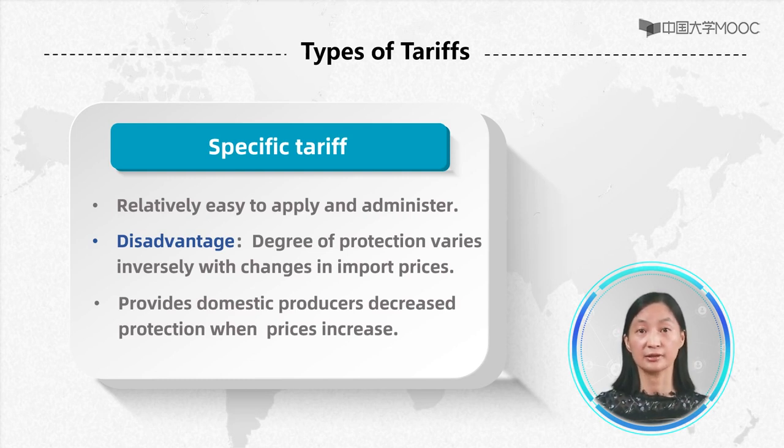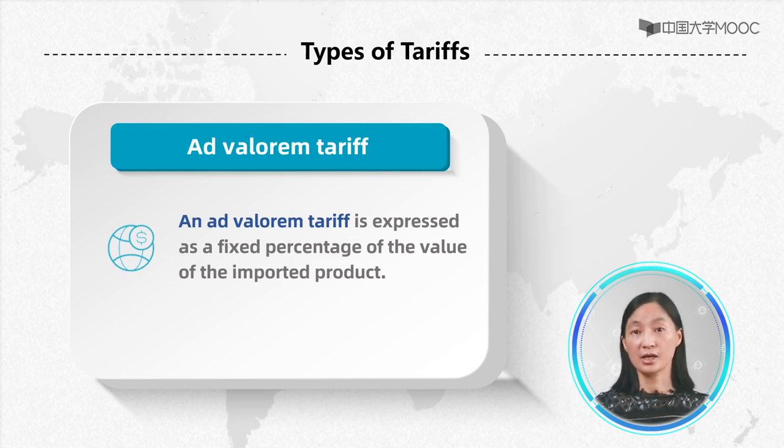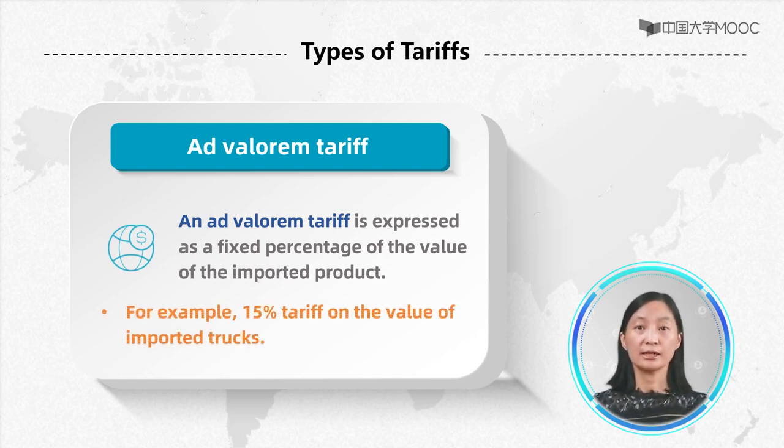An ad valorem tariff, much like a sales tax, is expressed as a fixed percentage of the value of the imported product. For example, a 15% tariff is levied on imported automobiles in China. If the auto is worth $20,000, the importer should pay a duty of $3,000 to the government.